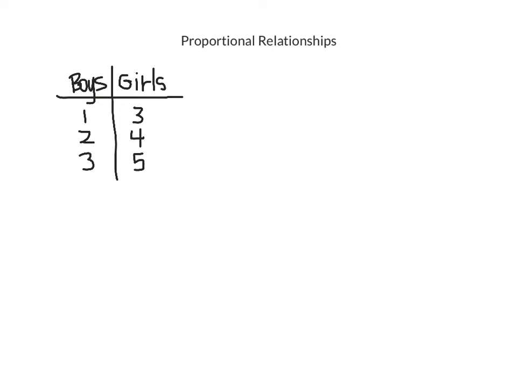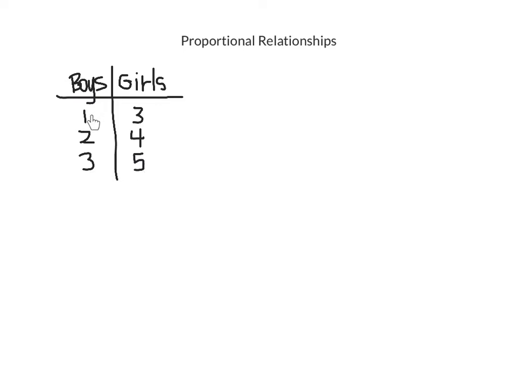My wife's family has 1 boy and 3 girls. In my family, there were 2 boys and 4 girls. And then my wife and I together, we have 3 boys and 5 girls. So you definitely see a pattern.